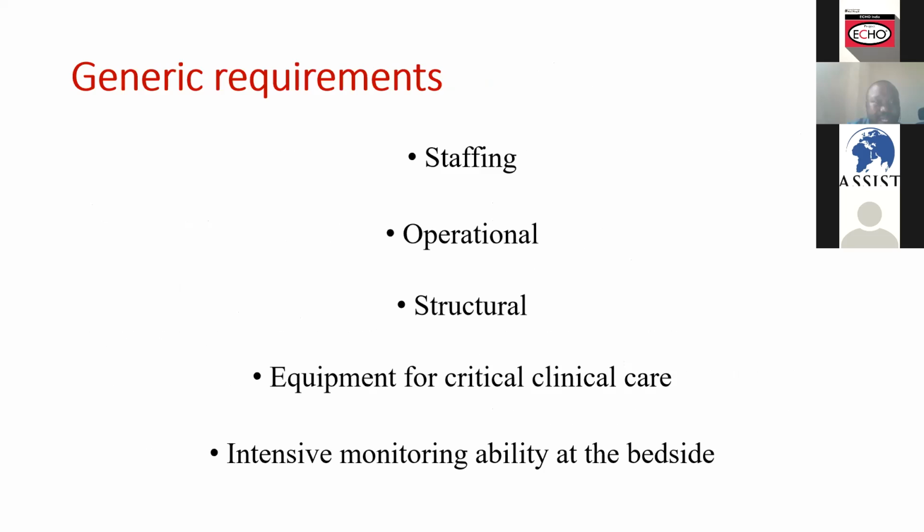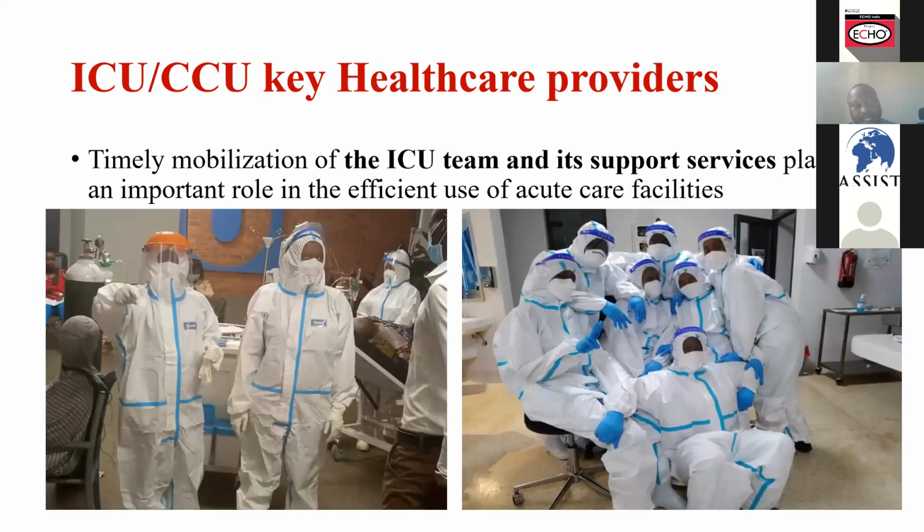Generic requirements. An ICU is not as complicated as people may think. Just think about the components I described above and think about the staffing you will need. Operation, meaning protocols in the ICU, and an administrative team to support the well functioning of your critical care, set nearby and connected with other needed departments like theater or laboratory. And then you may need equipment for critical care and the ability for intensive monitoring at the bedside.